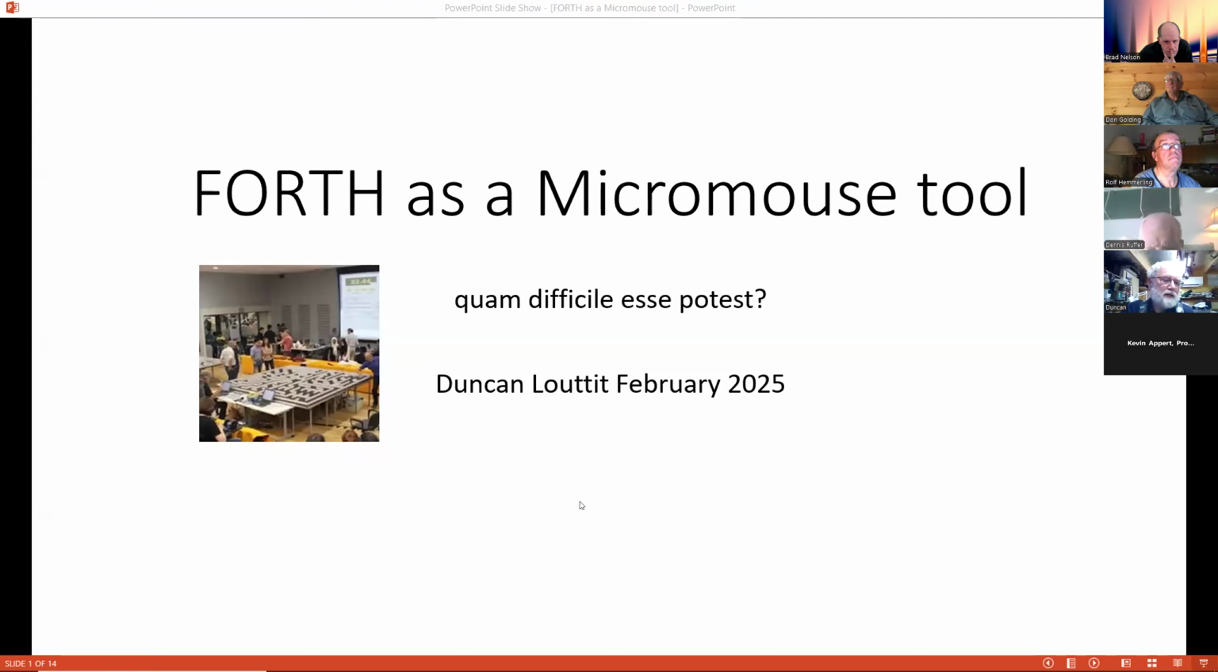Forth as a Micromouse tool. Now, I'm going to talk about the use of Forth as the ideal language and system for developing Micromouse robots. As we go, ask the questions, because otherwise people are going to lose track, and I'm going to lose track as well. I haven't presented to this audience before, so I'm likely to miss explanations of some things.